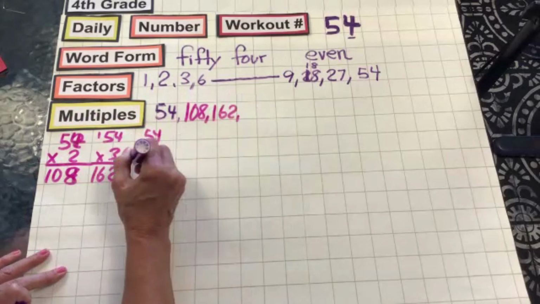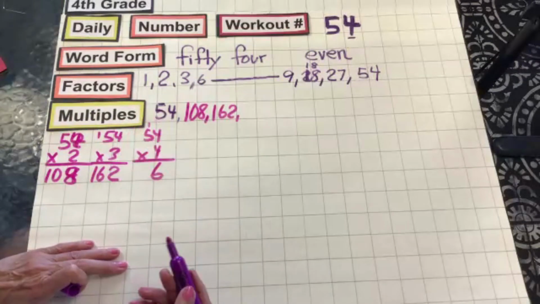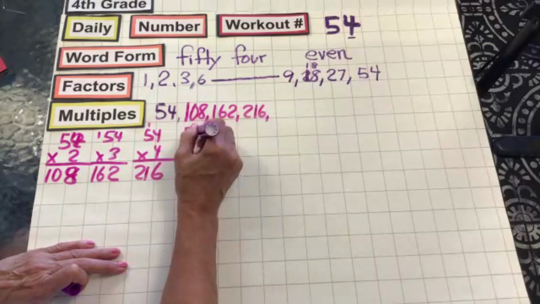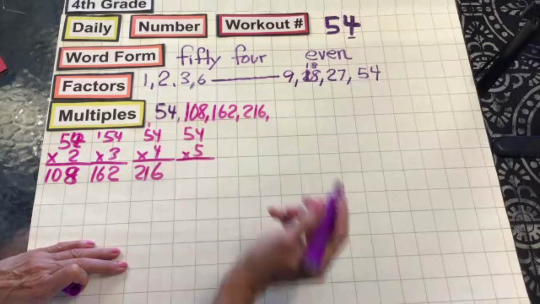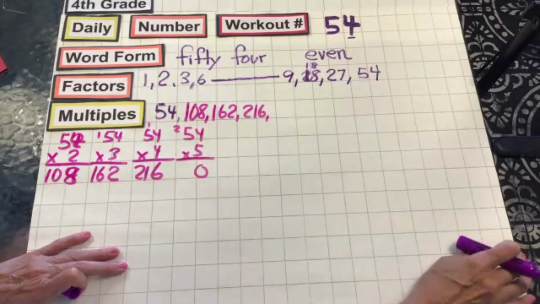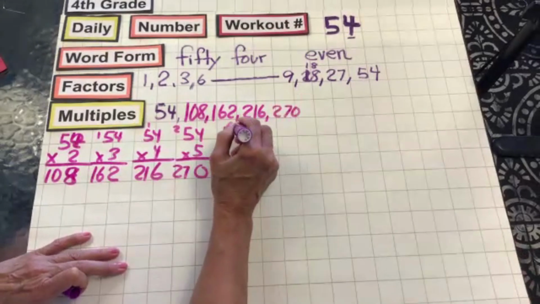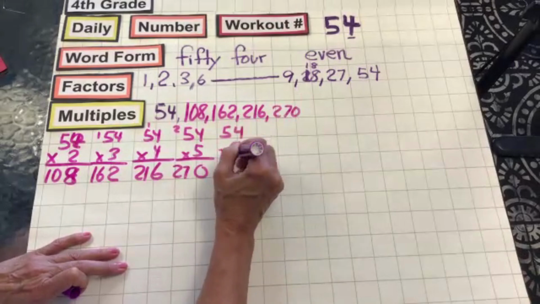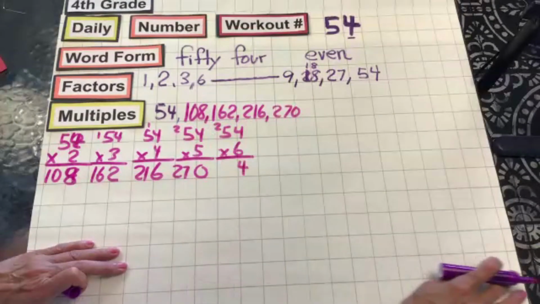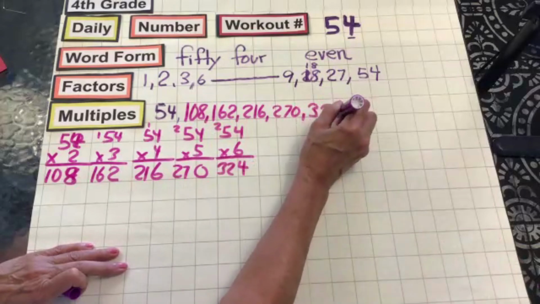54 times 4. 4 times 4 is 16. Drop the 6, carry the 1. 4 times 5 is 20 plus 1 is 21. So we have 216. 5 54s. 5 times 4 is 20. Drop the 0, carry the 2. 5 times 5 is 25 plus 2, 27. 270. 54 times 6. 6 times 4 is 24. Drop the 4, carry the 2. 6 times 5 is 30, plus 2 is 32. 324.